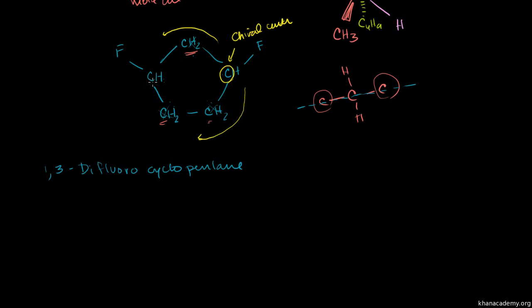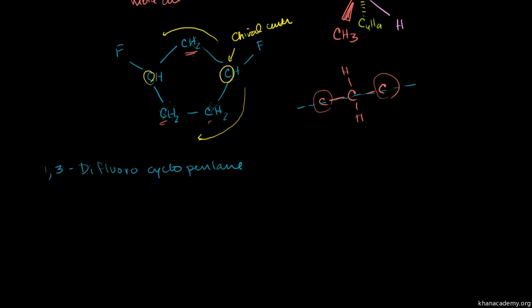Now, the exact same argument can be made for this carbon right here. If you were to walk counterclockwise from this, you'd hit a CH2, then a CH2. If you were to go clockwise, you'd hit a CH2, then a CH, which happens to be connected to a fluorine. So you're going to see something different depending on whether you're going into that group or into that group. And then it's also bonded to a hydrogen and a fluorine, 4 different groups. This is also a chiral center.